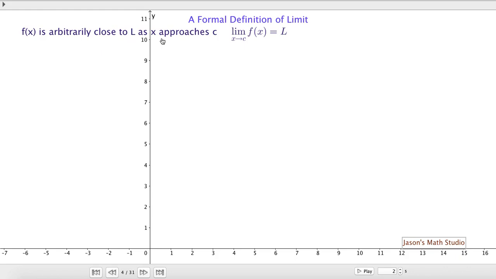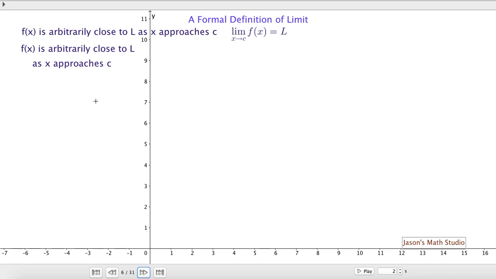Consider again the informal definition of limit. If f of x is arbitrarily close to L as x approaches c, then the limit of f of x as x approaches c is L. This definition is informal because exact meanings have not been given to these two phrases: f of x is arbitrarily close to L, and the phrase as x approaches c.